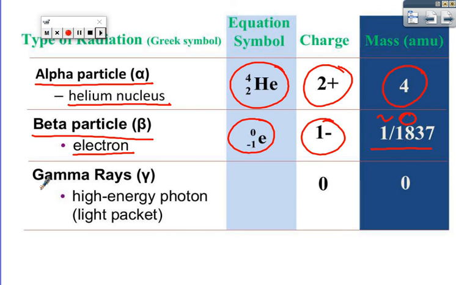And then the last one, which is our strongest, is gamma radiation, which is represented by the Greek letter gamma. This is high energy photons. This is straight up light shooting out. So the light packet is being lost and you will not see a change in charge and you will not see a change in mass because it is just energy being ejected, just high energy photons. So those are our 3 different types from largest down to smallest.